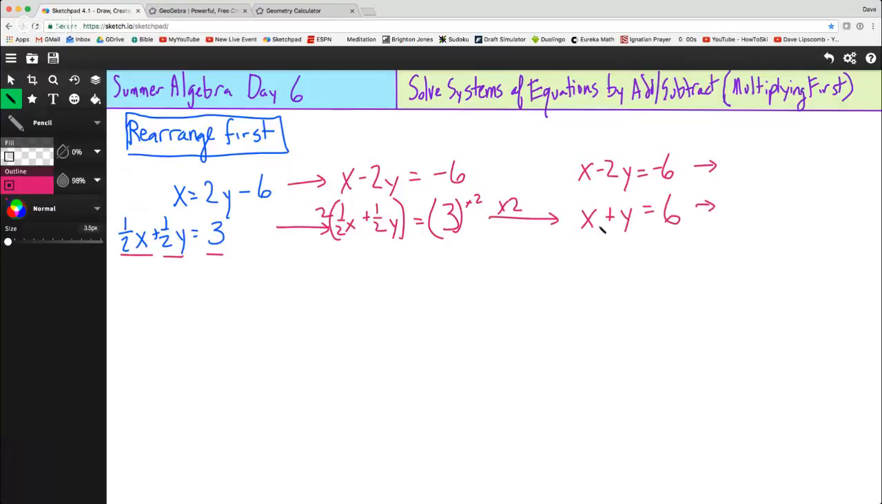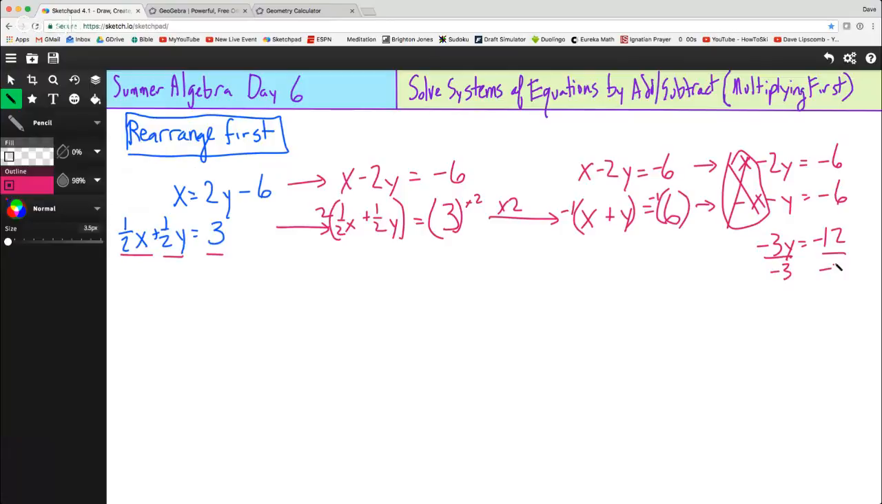by multiplying, turning this into an addition problem. This is a subtraction problem. I'm going to turn it into an addition problem by multiplying everything by negative 1. And then I get negative x minus y equals negative 6. And now I can add down. These guys cancel. I get negative 3y equals negative 12. Divide everything by negative 3. And I get y equals 4.